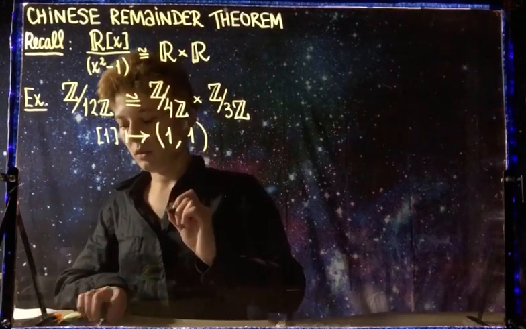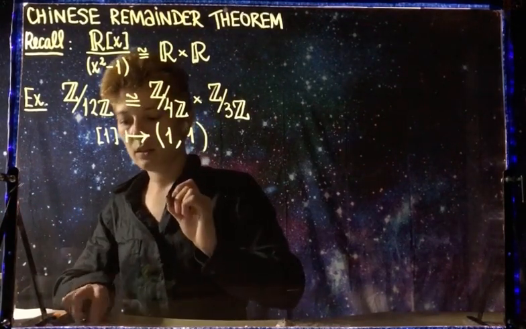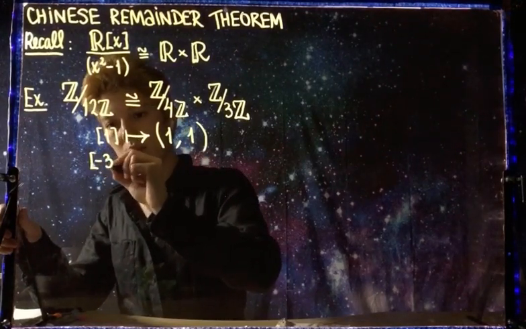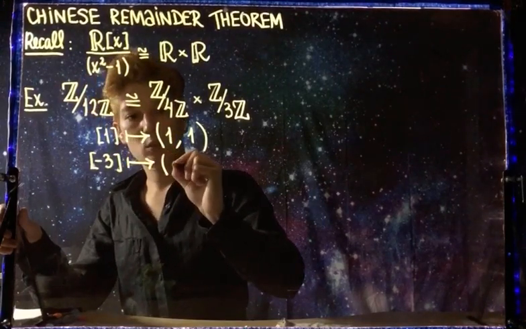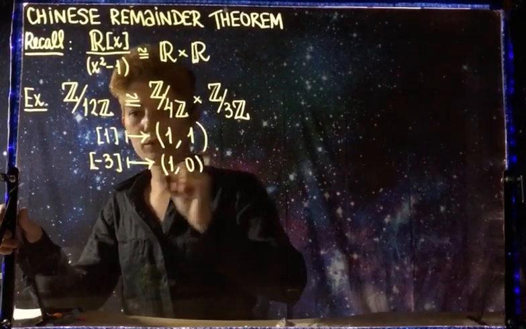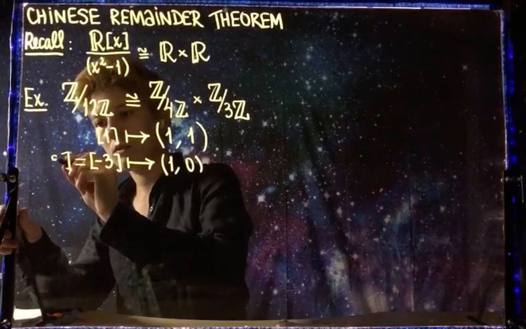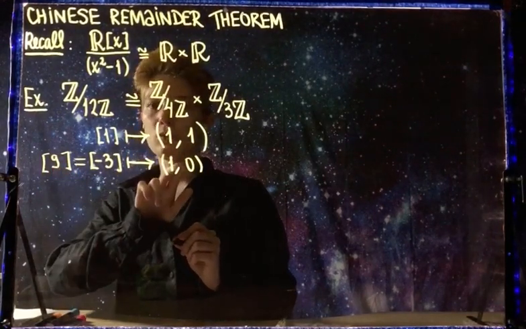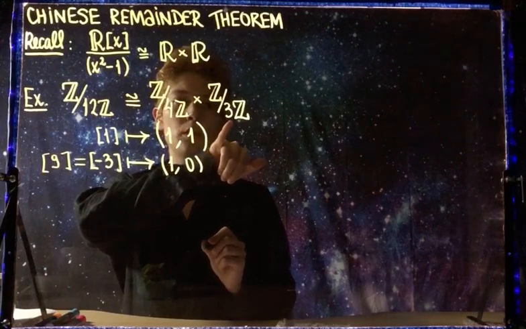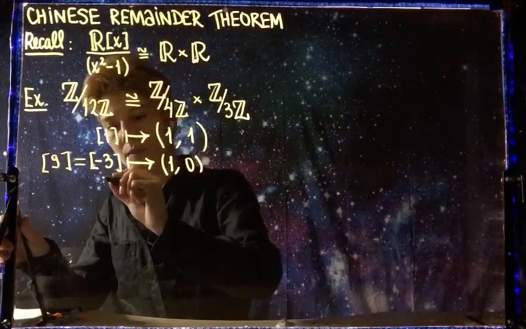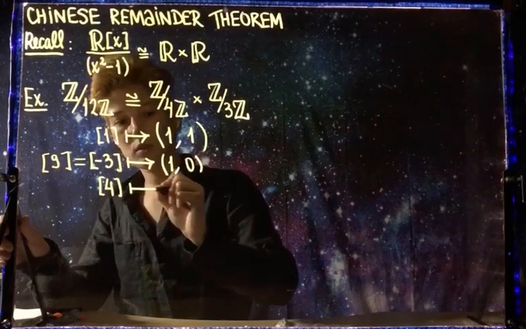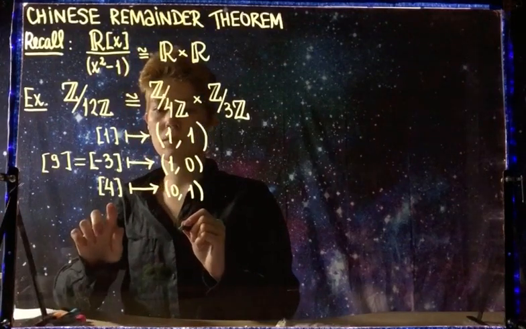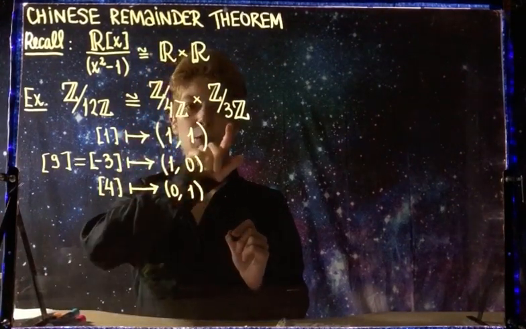Then we can see that under this isomorphism, minus 3, which is also 9, will go to the class of (1, 0). And this is because 9 modulo 4 is equal to 1, and 9 modulo 3 is equal to 0. And similarly, the class of 4 goes to (0, 1), because 4 modulo 4 is 0 and 4 modulo 3 is 1.